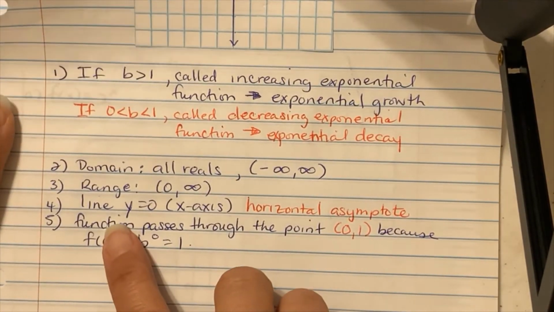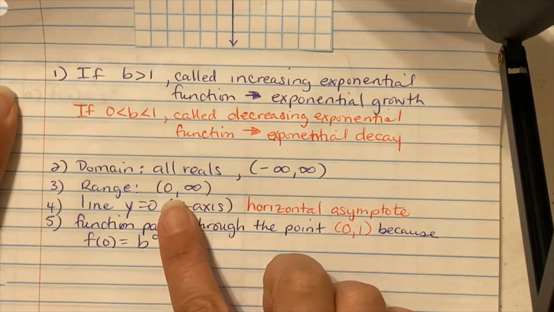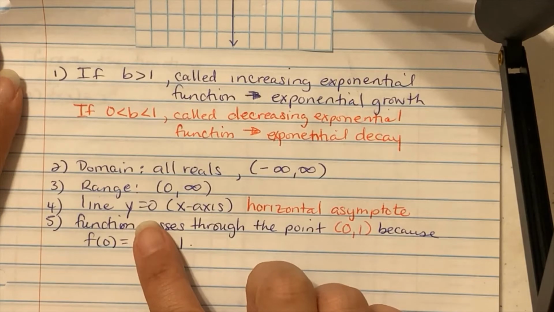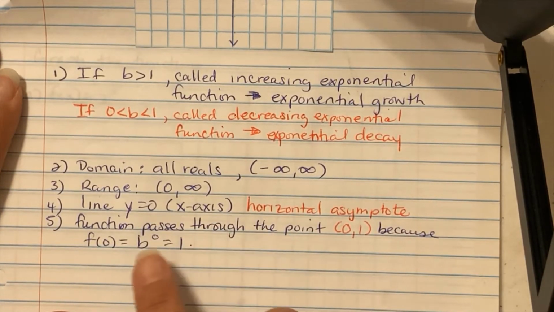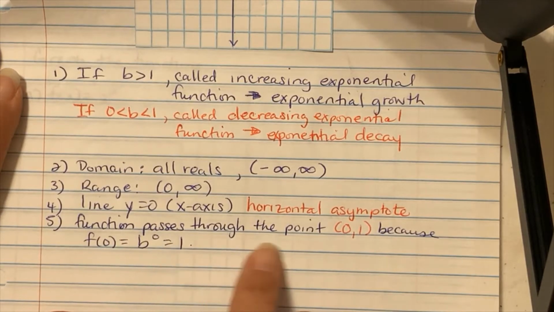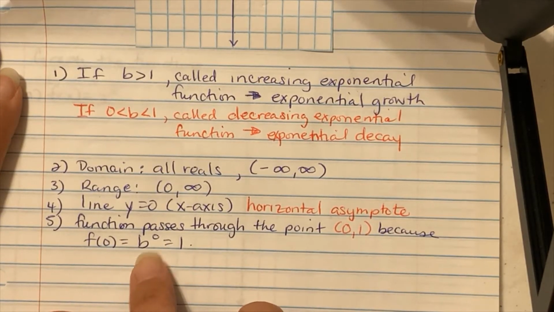Range is going to be between 0 and positive infinity. So remember, we didn't cross below the x-axis, so we are going in the positive direction. The line y equal to 0, known as your x-axis, is your horizontal asymptote. The function passes through the point (0, 1) because f of 0 is the same thing as saying b to the 0 power, which is 1.